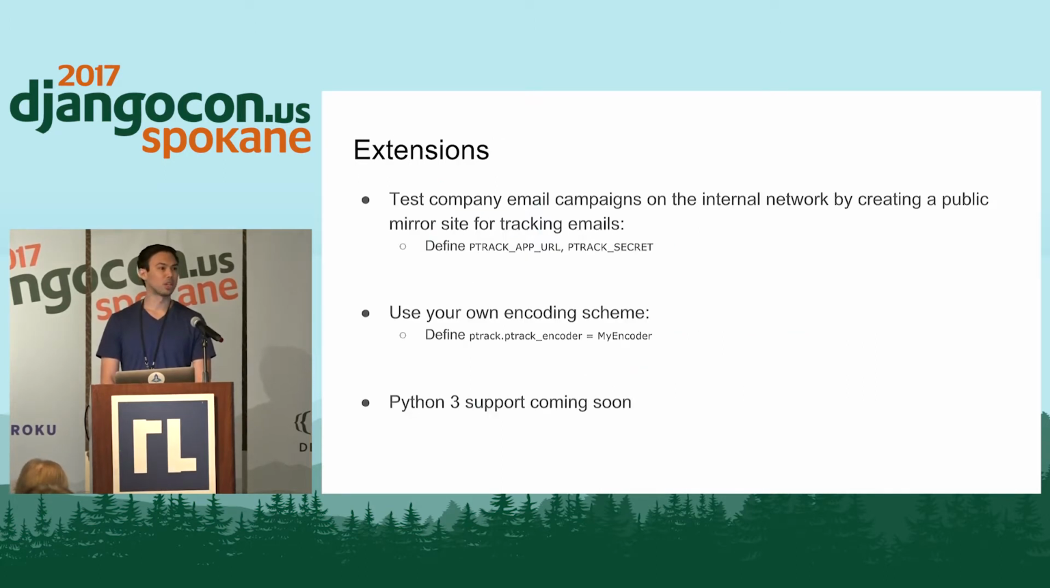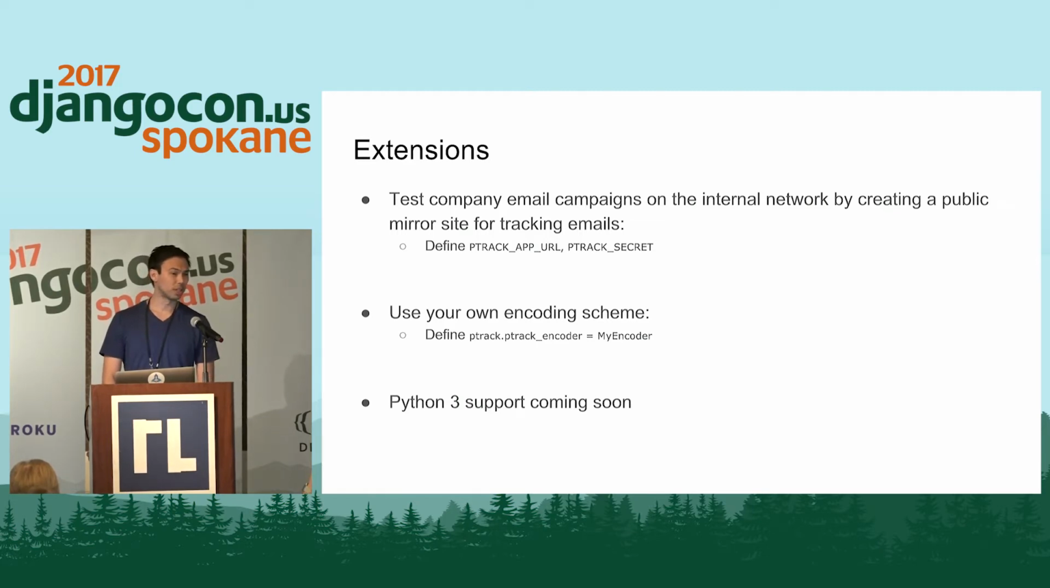For a few extensions, say you want to do internal email tests, so you want to say, you know, people aren't opening my surveys, I want to do email subject tests, see what people are doing. You actually can do this. Most mail providers proxy your images, so you can't actually just host it from your internal network. What you can do here is deploy a mirror version of your site, but just a thin client, so it's merely there for tracking pixels. And you can define your app URL where the tracking pixel would be loaded, and then you share a secret key for encryption and decryption of the metrics.